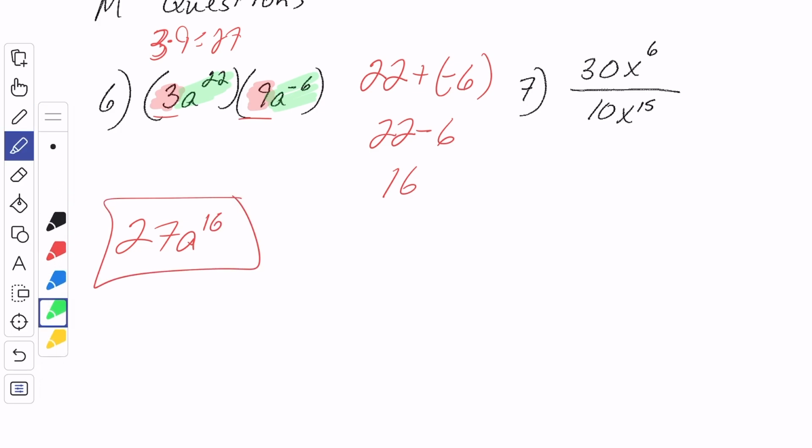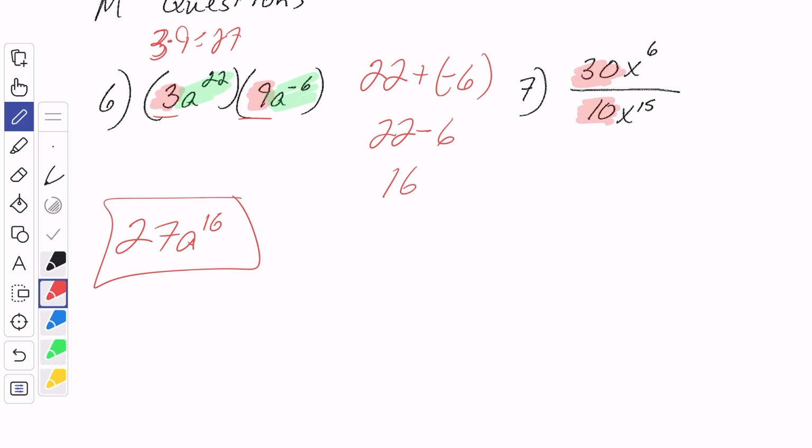All right, so when we move on to question number 7, same thing. Here we're going to focus on the coefficients first because they're not being raised to any power, so we treat them like a number. We treat them as if it's 30 over 10. And if I just gave you that on its own, you should know that 30 divided by 10 is 3. So we know it's then going to be 3.